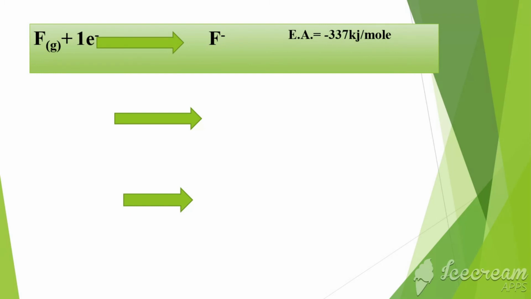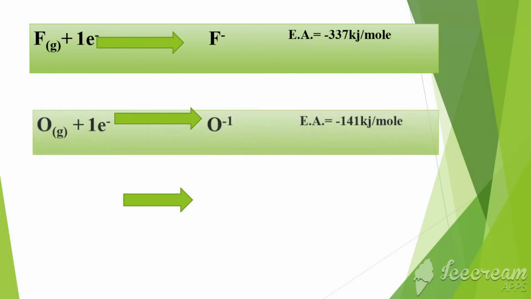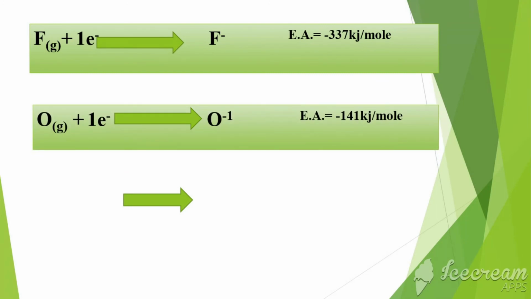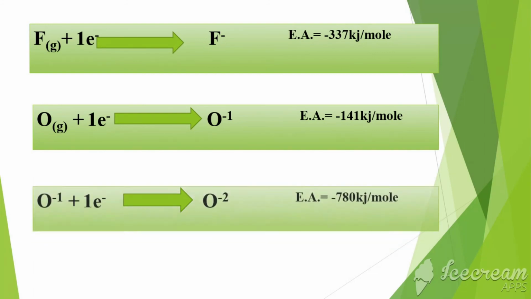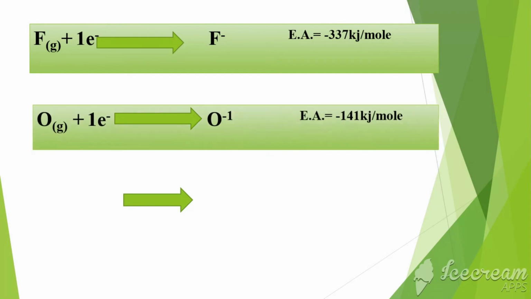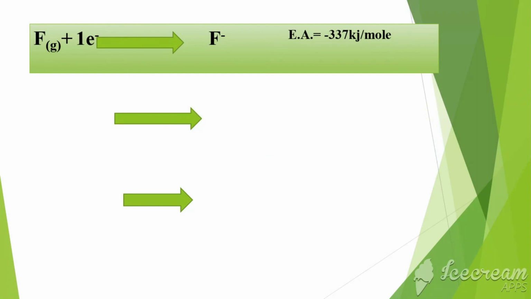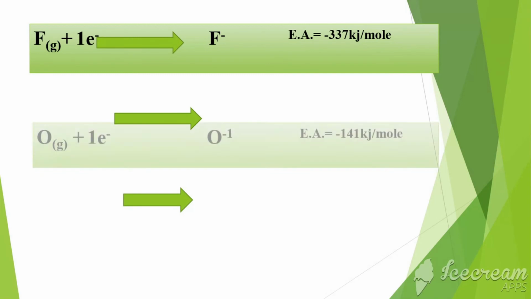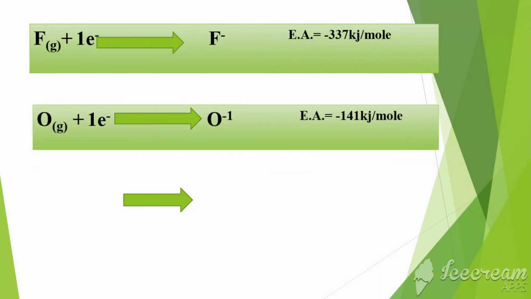Electron affinity of fluorine is exothermic and 337. Oxygen, when it gains one electron, then its electron affinity is exothermic, minus 141. For fluorine, when first electron is added to gaseous fluorine atom, then electron affinity is exothermic. That means uni-negative ion formation is always exothermic. When oxygen gains first electron, then its electron affinity is minus 141, that is exothermic.